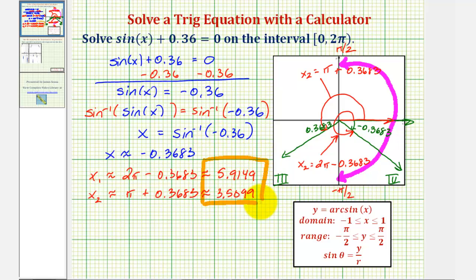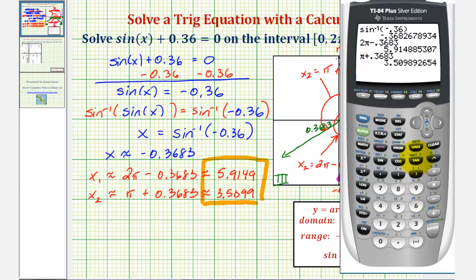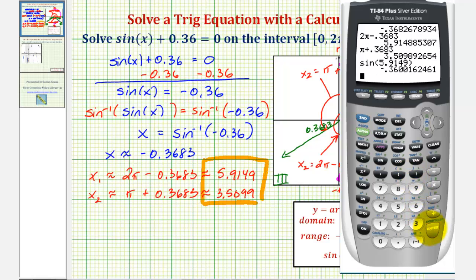And let's go ahead and verify this by checking the sine function values for these angles. So if we press sine of 5.9149 radians, the sine function value should be approximately negative 0.36. And notice that it is. And also sine of approximately 3.5099 radians should also be approximately negative 0.36, which once again it is.